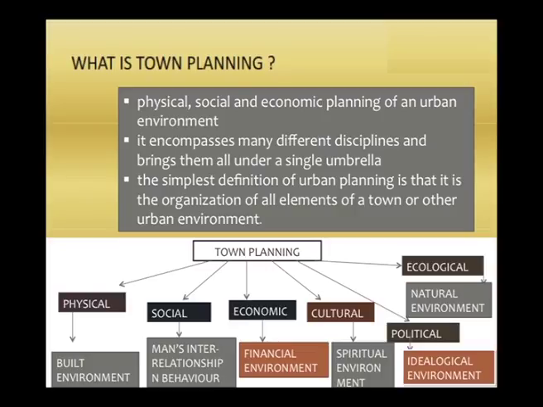The simplest definition of urban planning is that it is the organization of all elements of a town or other urban environment. So if you look at the other components within town planning, you have the physical, which is nothing but the built environment; social, which is man's environment, behavior, everything with respect to his needs; cultural, both spiritual environment as well as entertainment; economic, financial environment; political, which is ideological in the sense that it would give the spine or the support of a good, well-developed urban scenario; ecological, natural environment, very crucial but mostly ignored.